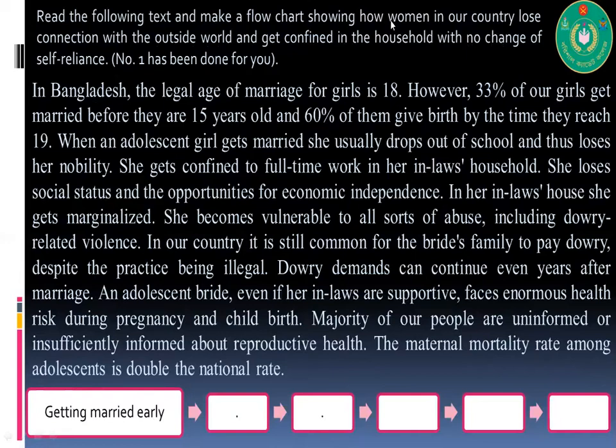So the question is asking basically to show how the women are being confined after marriage. So as the first structure, getting married early. So let's read the passage.